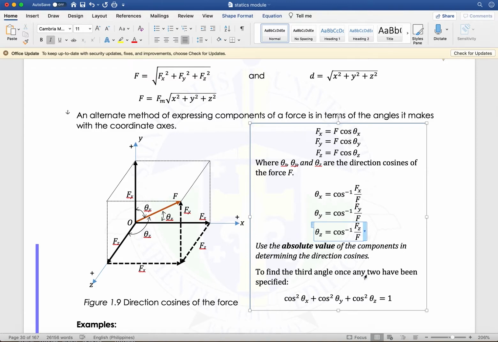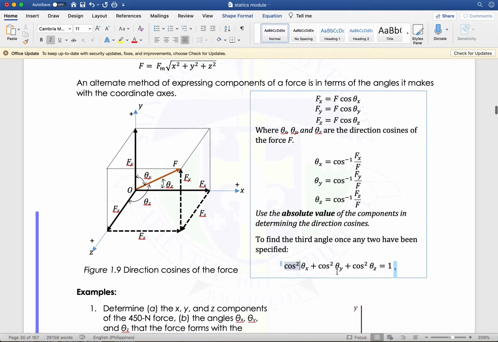To find the third angle once any two have been specified, so if we have two of the three angles, then we can now solve for the third angle because cosine squared theta x plus cosine squared theta y plus cosine squared theta z is simply equivalent to 1. So if one angle is missing, then just add the three, equate it to 1, then we can now solve for our third angle.